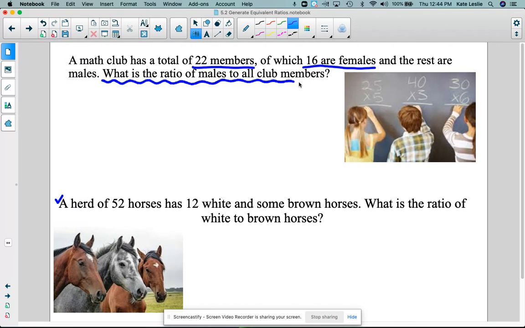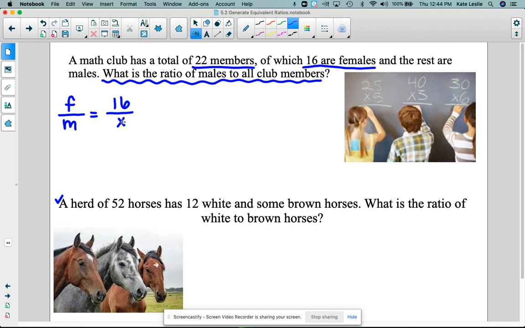Okay, so first and foremost, I know that we're talking about a math club, and there are males and females. So I'm going to put females and males. They already tell us that there are 16 females. So I'm going to put 16 in the top. I have no idea how many males there are. Okay, we need to actually solve for that.